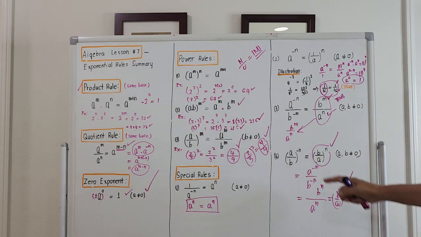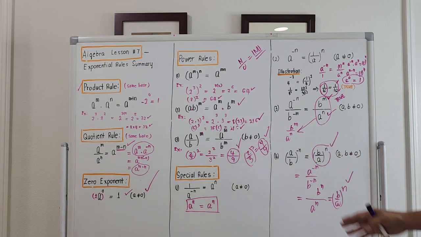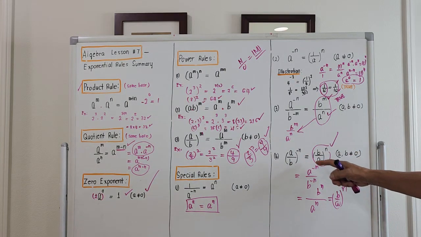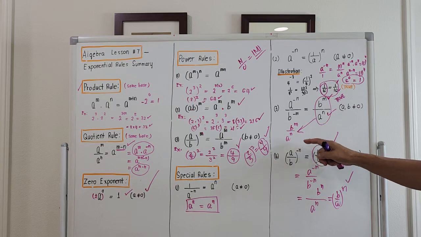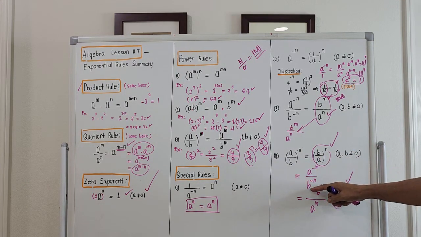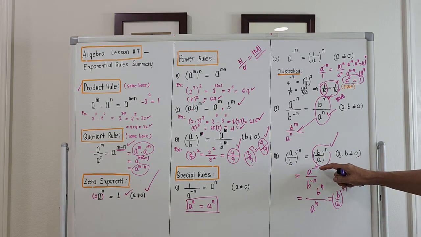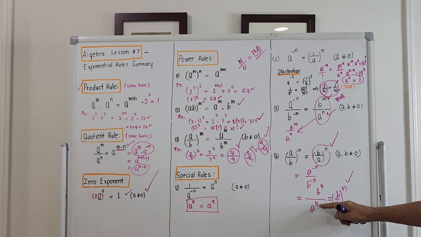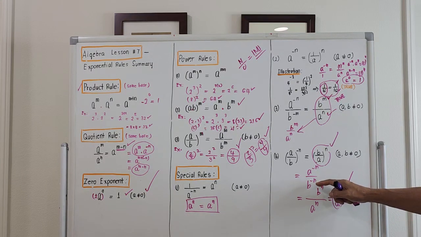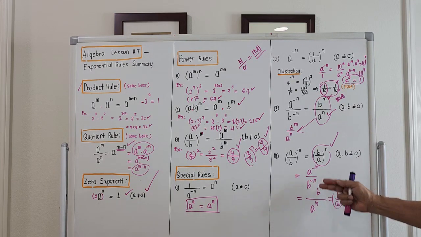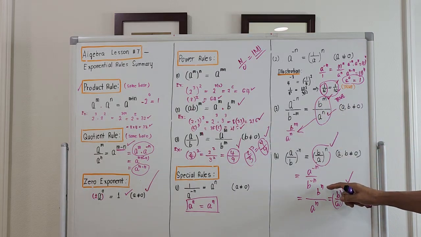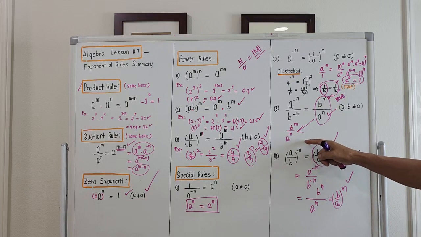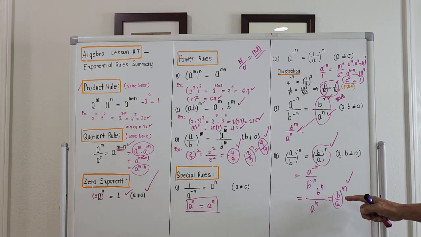Last one, a over b raised to minus n, it's the same. If we try to take the simplification of this, a to the minus n over b to the minus n. So to eliminate this negative n over here, we bring it down, so it will now become plus n, right? And this one, to eliminate this negative n for the base b, we raise it up, it will now become a plus n for the b. So a over b raised to minus n should be equal to b over a raised to n.